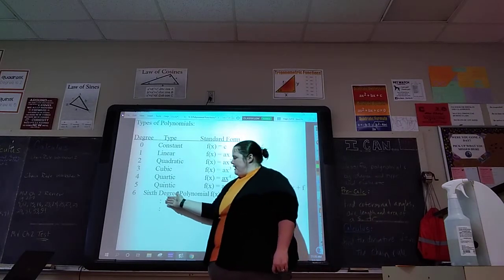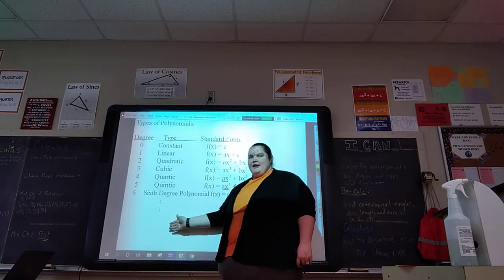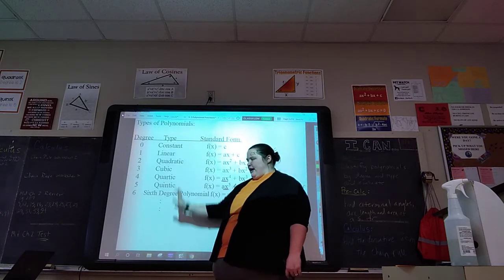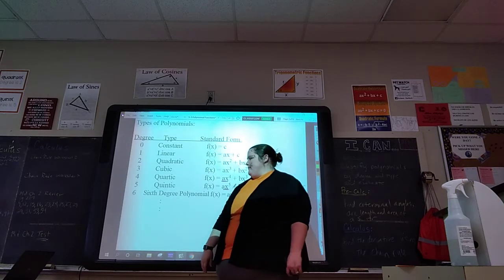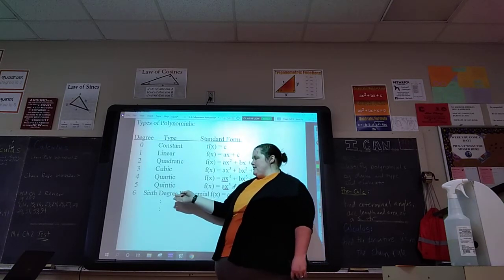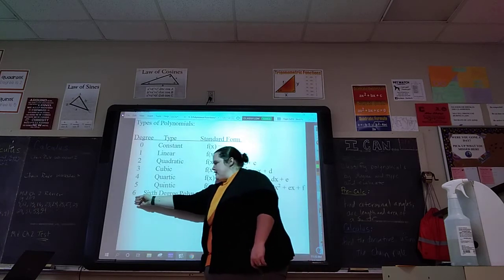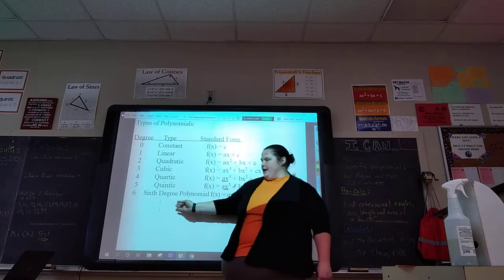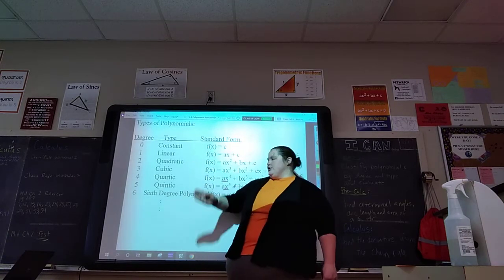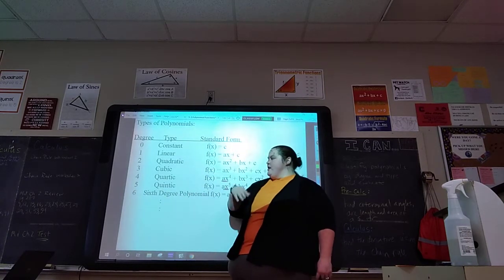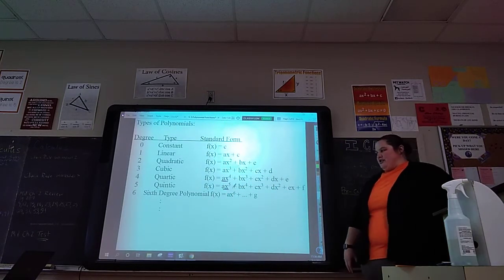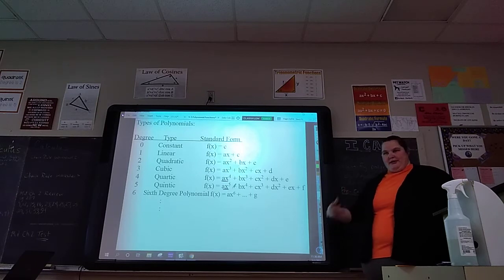Now I do have a dot here, because that doesn't mean that the list stops. We can actually have any degree that we want, but after we hit 6, it's just a generic term. So degree 7 would be a 7th degree polynomial. Degree 8 would be an 8th degree polynomial. Degree 9 would be a 9th degree polynomial. Degree 10 would be a 10th degree polynomial. So they all still have a type, it's just not a specific word. We just go to the generic label of 6th degree polynomial, 7th degree polynomial, 8th degree polynomial. Does that make sense?